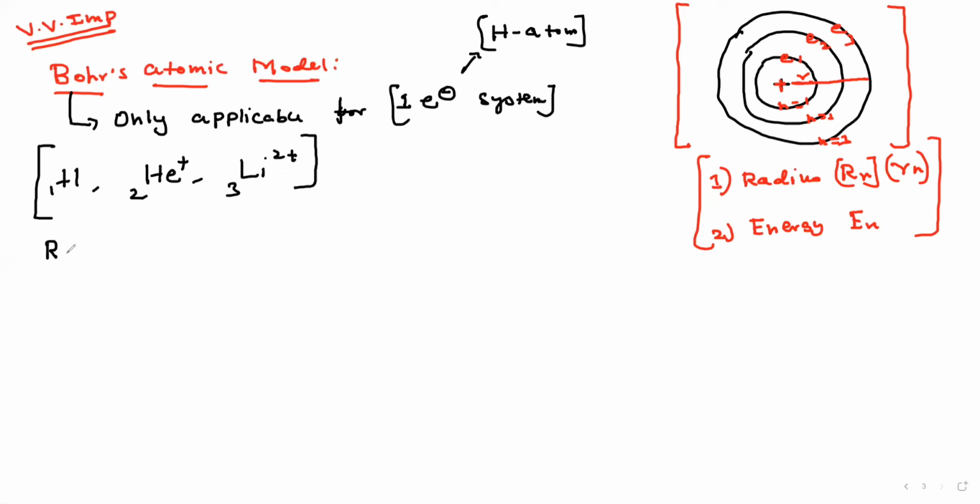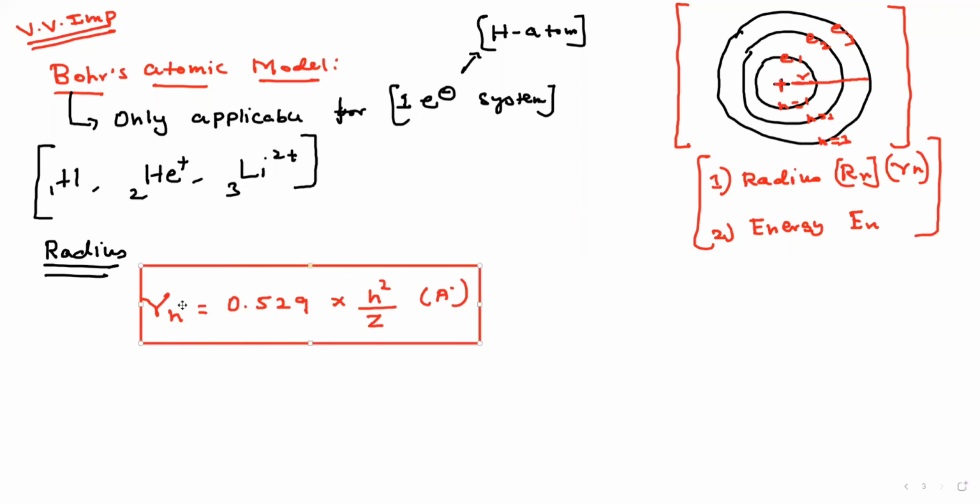First, the radius. See the radius formula. Very, very important. Please note. The radius of the nth shell, where n is the shell number, equals 0.529 times n square by Z, in Angstrom. What is the unit of radius? Angstrom. This is a very, very important formula from the NEET exam point of view.